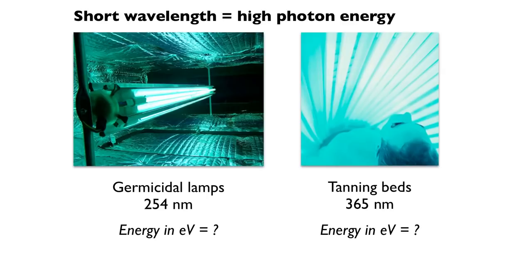Now, the difference is they're both wavelengths that are emitted by mercury, but there's filters in the glass that only let certain wavelengths through. The germicidal lamps are emitting wavelengths of 254 nanometers, tanning beds 365. What is the energy of each of these in electron volts? Take a second, do the calculation, and then we'll compare.